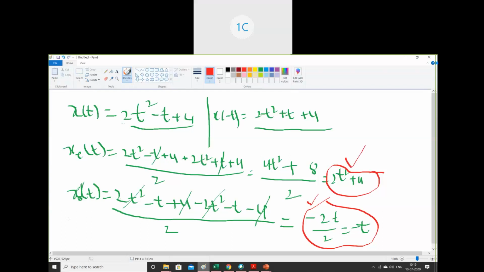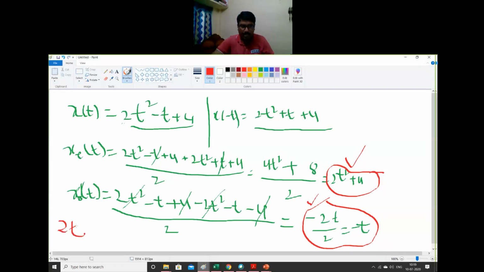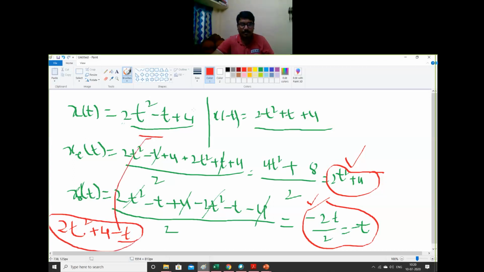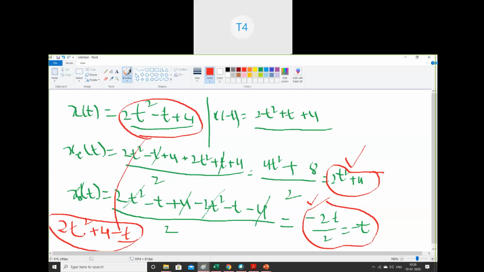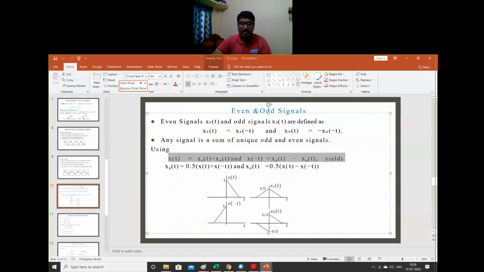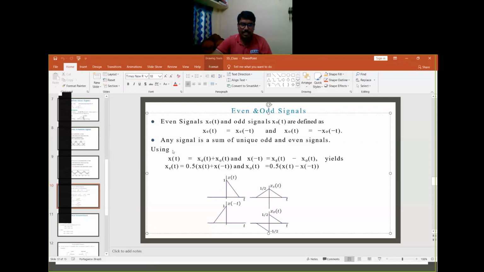Here I have 2t square plus 4 as my even part. What is my odd part? Minus t. Beautifully, this one is the same as this. Yes or no? Can I say now that any equation x(t) can be written as the sum of even and odd parts? That is the statement. So this part I proved.